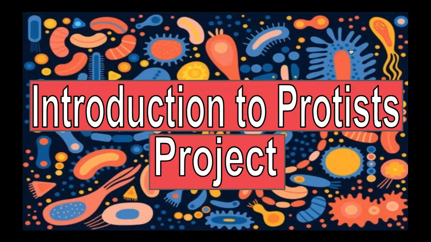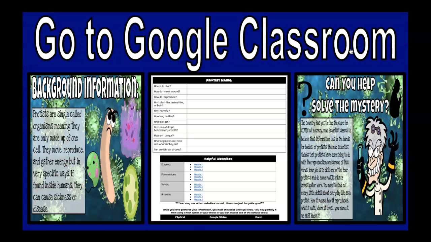So let's talk about this introduction to PROTUS project. I don't want to give you guys notes on this information yet. Instead, I want you to do a little bit of digging. So under the classwork category in Google Classroom, you'll find this assignment. It gives you a little bit of background information that says PROTUS are single-celled organisms, meaning they're only made up of one cell. They move, reproduce, and gather energy, but in very specific ways. If found inside humans, they can cause sickness or disease.